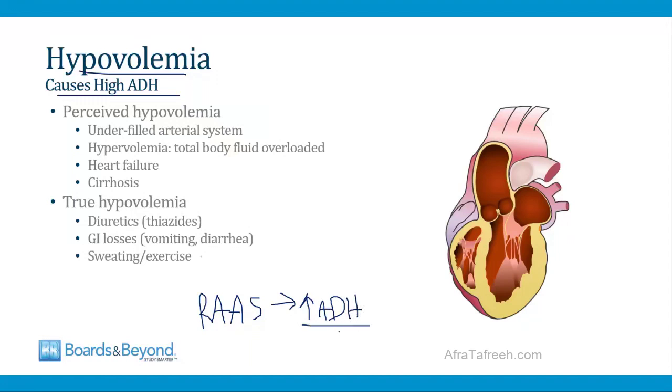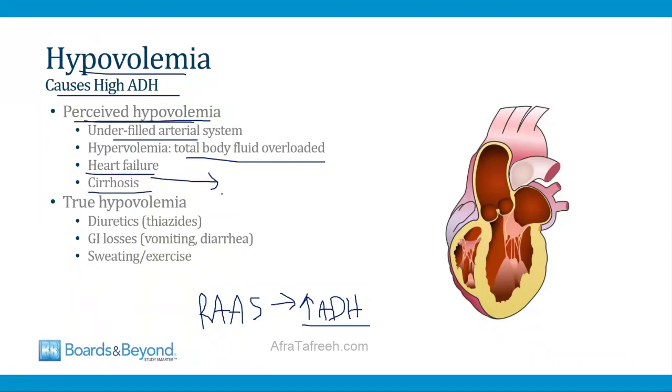There are two important pathologic conditions where the body perceives hypovolemia, even though in fact there is an excess of total body water. In these conditions, there's an underfilling of the arterial system, although, as I said, the whole body is overloaded with fluid. And these two conditions are heart failure and cirrhosis. So these patients are generally swollen with fluid in their abdomen or in their lungs, but their arterial system is underfilled, and that is perceived by the body as hypovolemia.